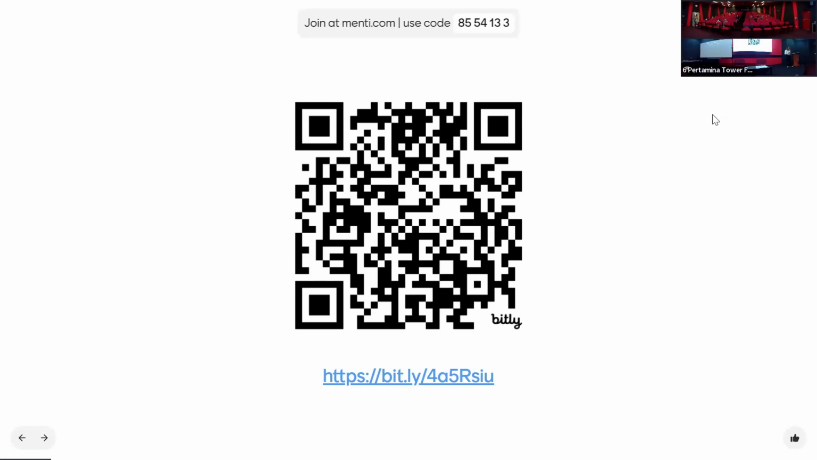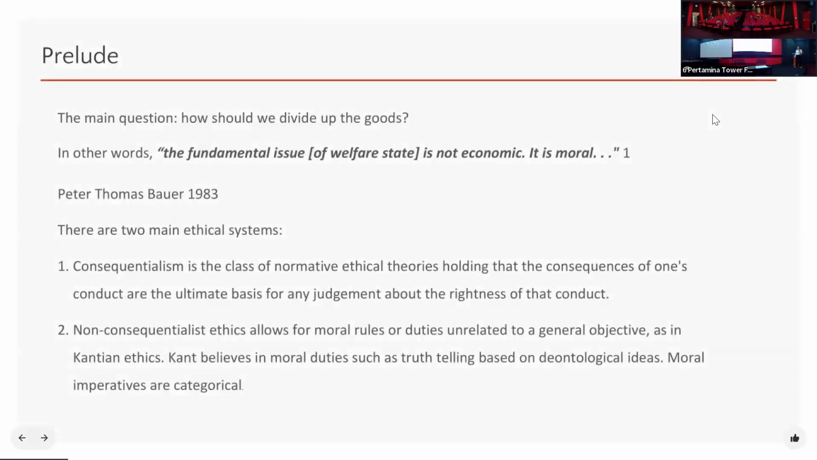So, are we ready to talk about cost benefit analysis? Yes, okay. So off we go.